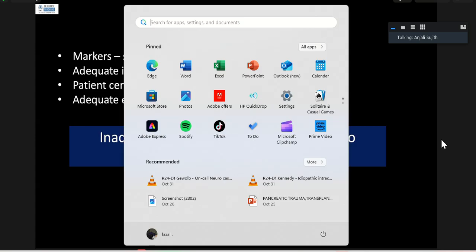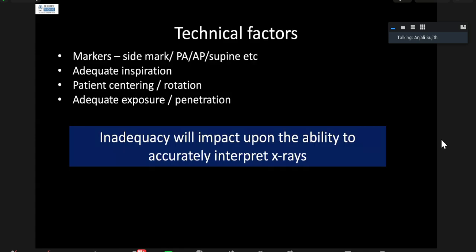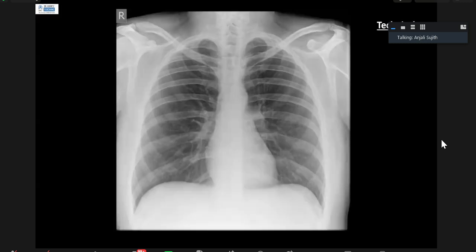So before you start interpreting any X-ray, the number one thing that you need to do is look if the technical factors are adequate or not. We'll start with markers, okay?